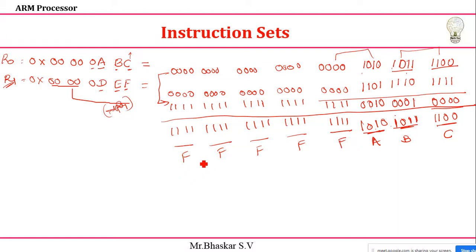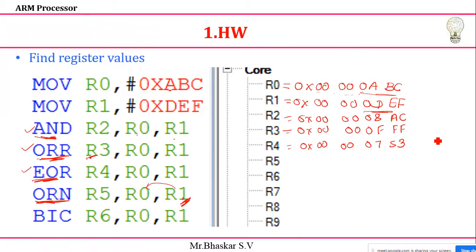Now what is the value? You can see it's completely 1 byte: FF, FF, FA, BC. So R for register value it is 0x FF FF FA BC. So this is my R5 value for the instruction.